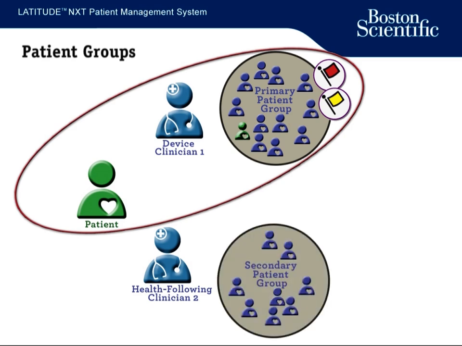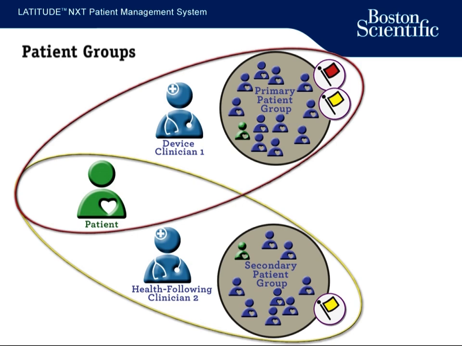Unlike the primary patient group, this team will not be notified of red alerts and will not see any follow-up or alert history associated with the primary patient group. The secondary patient group can configure their own scheduled remote follow-ups, yellow alerts, and alert notifications as guided by the type of care they are providing that patient.